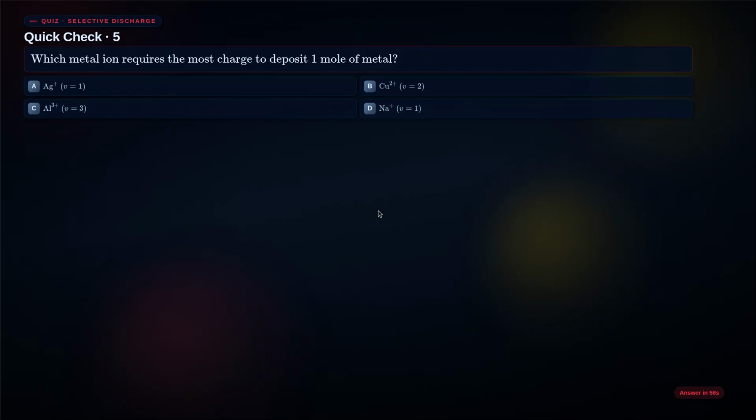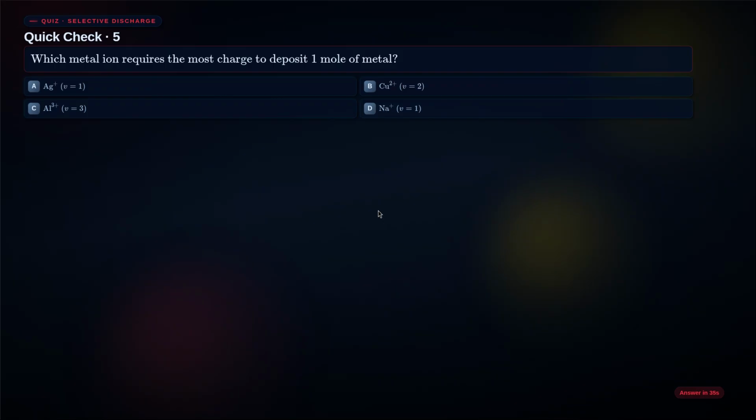Quiz 5. Which metal ion requires the most charge to deposit 1 mole of metal? Option A, Ag+ with valence 1. Option B, Cu2+ with valence 2. Option C, Al3+ with valence 3. Option D, Na+ with valence 1.